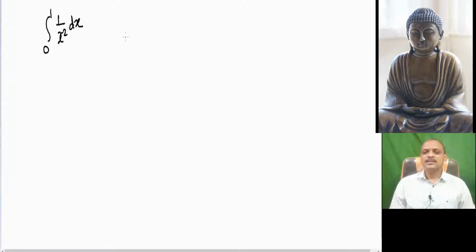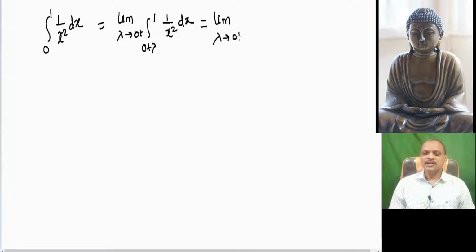Here you can see that this integral has an infinite singularity at point x equal to 0, and by definition we write it as limit lambda tends to 0 from right, integration 0 plus lambda to 1 of 1 divided by x square dx, equal to limit lambda tends to 0 from right, integration lambda to 1 of 1 divided by x square dx. Now in this new range you can see that the infinite singularity is removed.